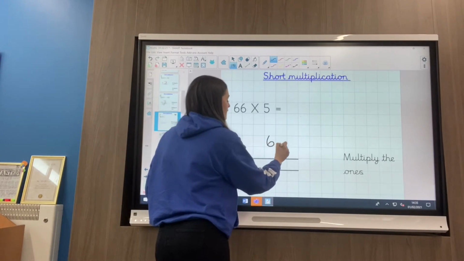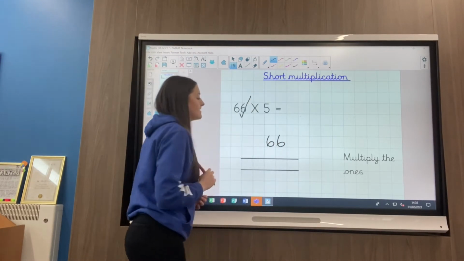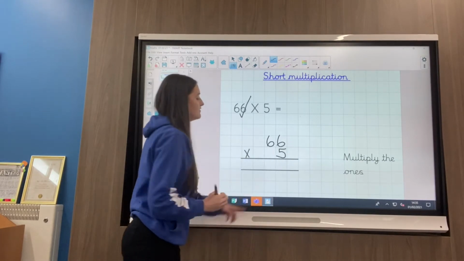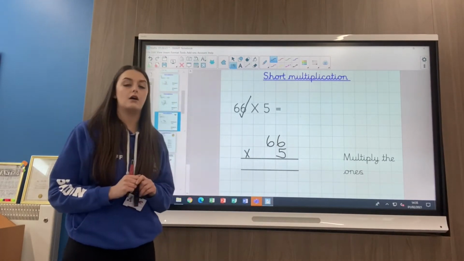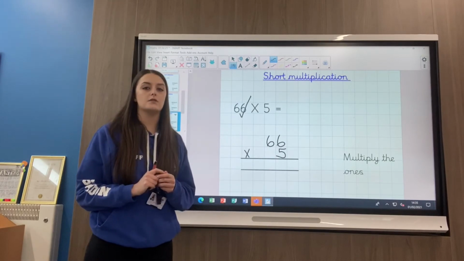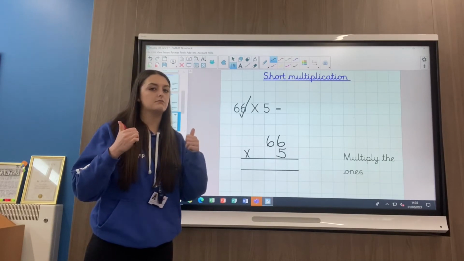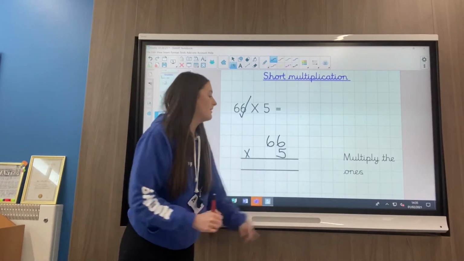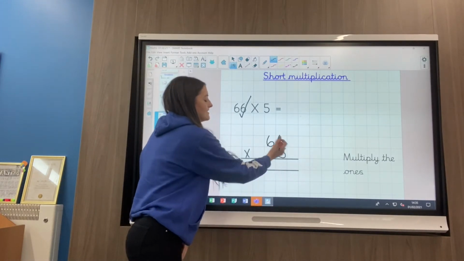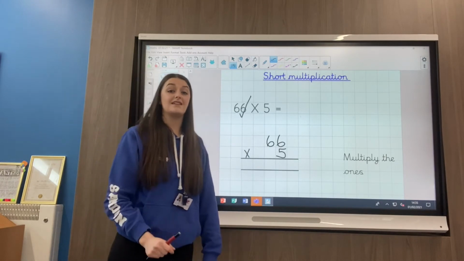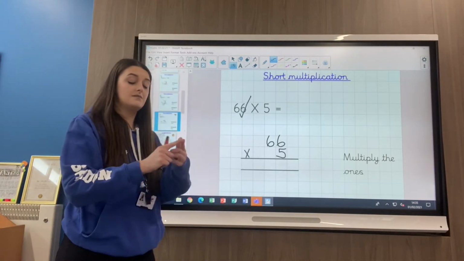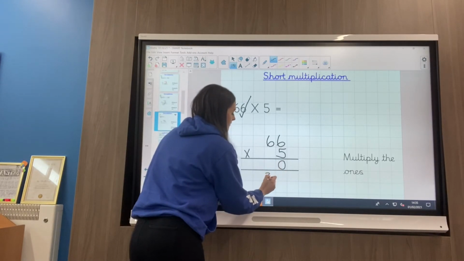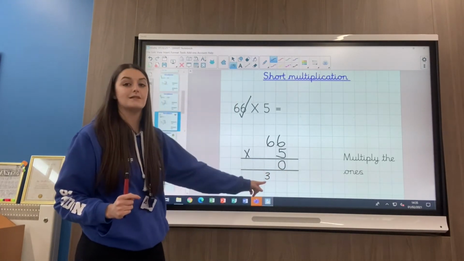So we write our first number first, 66. We're multiplying by 5. So I'm going to line it up under the ones column because that's 5 ones. Give me a thumbs up if you got that. Okay. So we start by multiplying the ones. So I've got 5 times 6. Now I know 5 times 6 is 30. I could count in my 5s. 30. So it's got 0 ones, carry my 3 tens to the tens column.